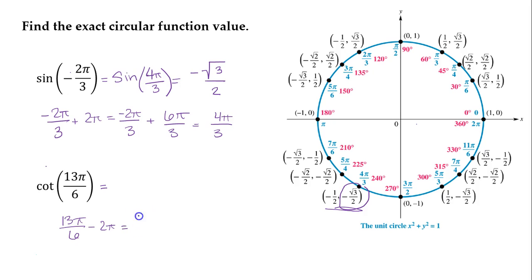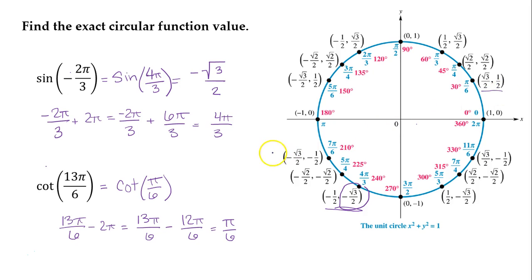Getting a common denominator between the two, we end up getting minus 12 pi over 6. So that reduces to 6 pi. Finding the cotangent of 13 pi over 6 is the same as finding the cotangent of pi over 6. So go to your pi over 6 values.